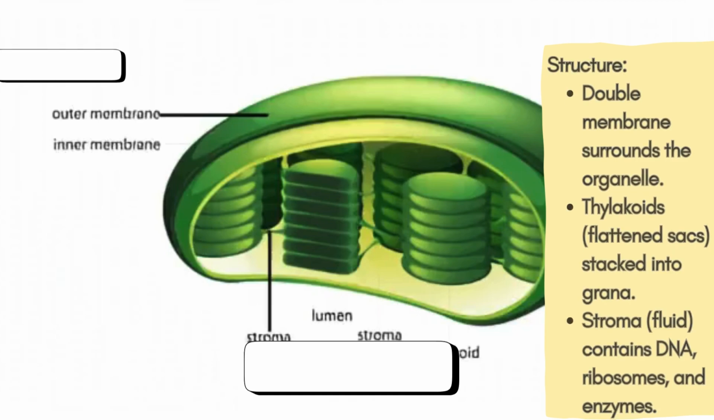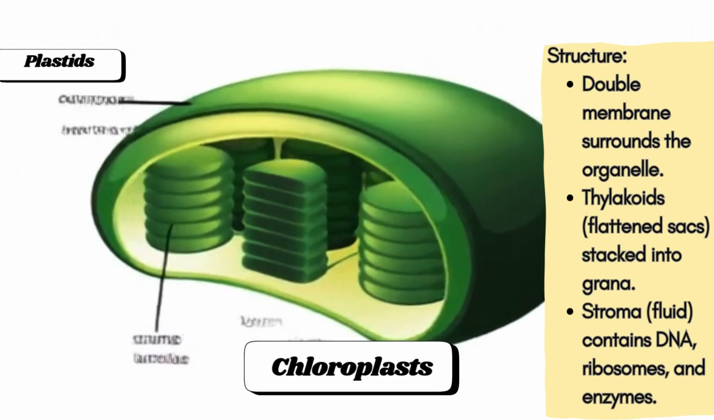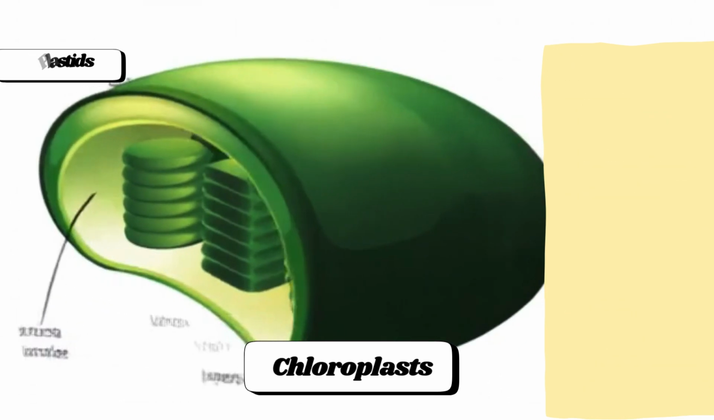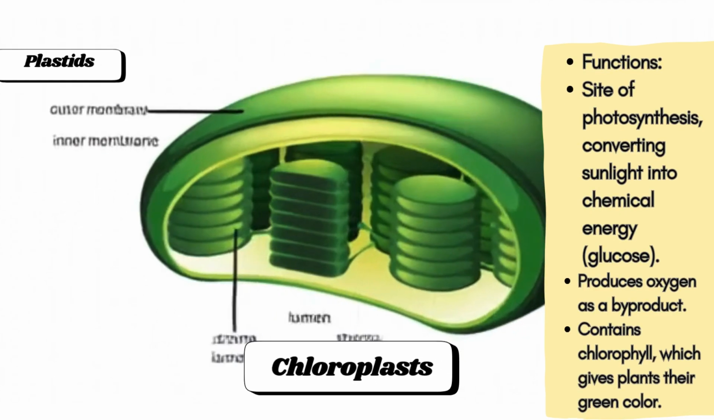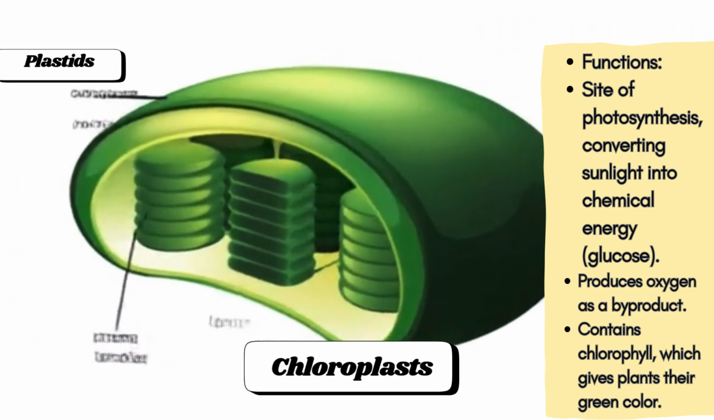This system consists of hollow coin-like membranous structures called thylakoids. Many thylakoids stack to form a granum. Some thylakoids of adjacent grana fuse to form intergrana. The fluid part of the chloroplast is called stroma.